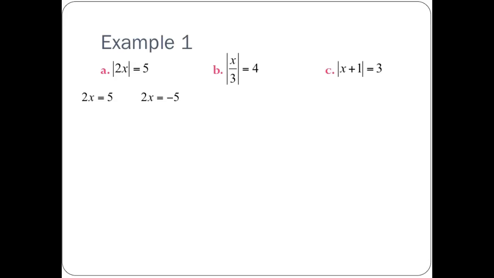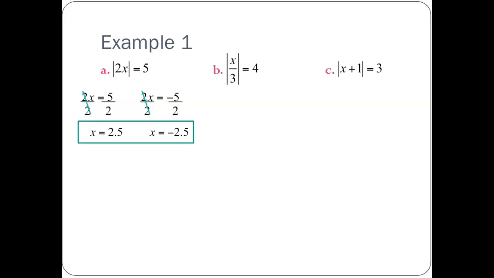Now to solve this, I'm going to divide both sides by 2. So we have x is equal to 5 over 2, or 2.5. And then do the same thing with the second equation. Divide both sides by 2, we end up with x equals negative 2.5.